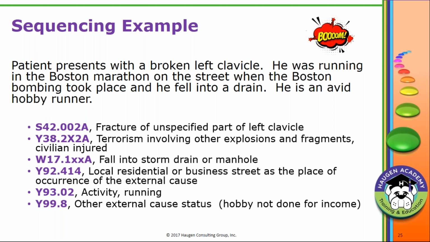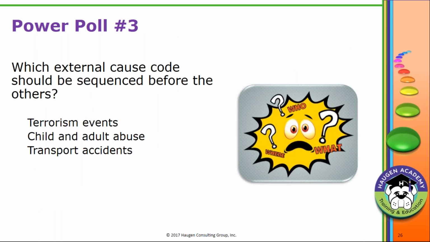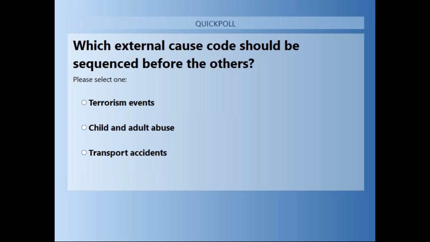All right, Kathy, this brings us to our third power poll. Okay. So the question is, which external cause codes should be sequenced before the others? Terrorism events, child and adult abuse, or transport accidents? So what do you think? Which external cause codes should be sequenced before the others? Is it terrorism, child and adult abuse, or transport accidents?